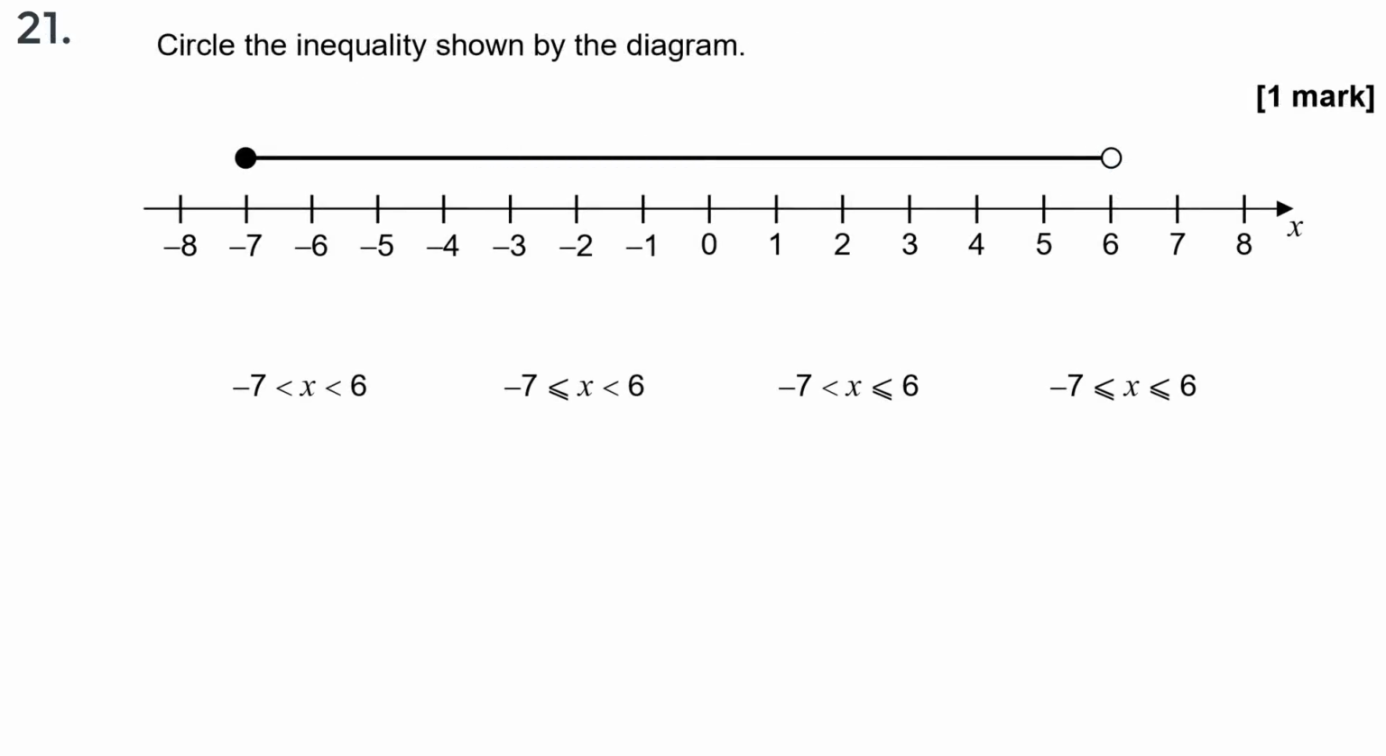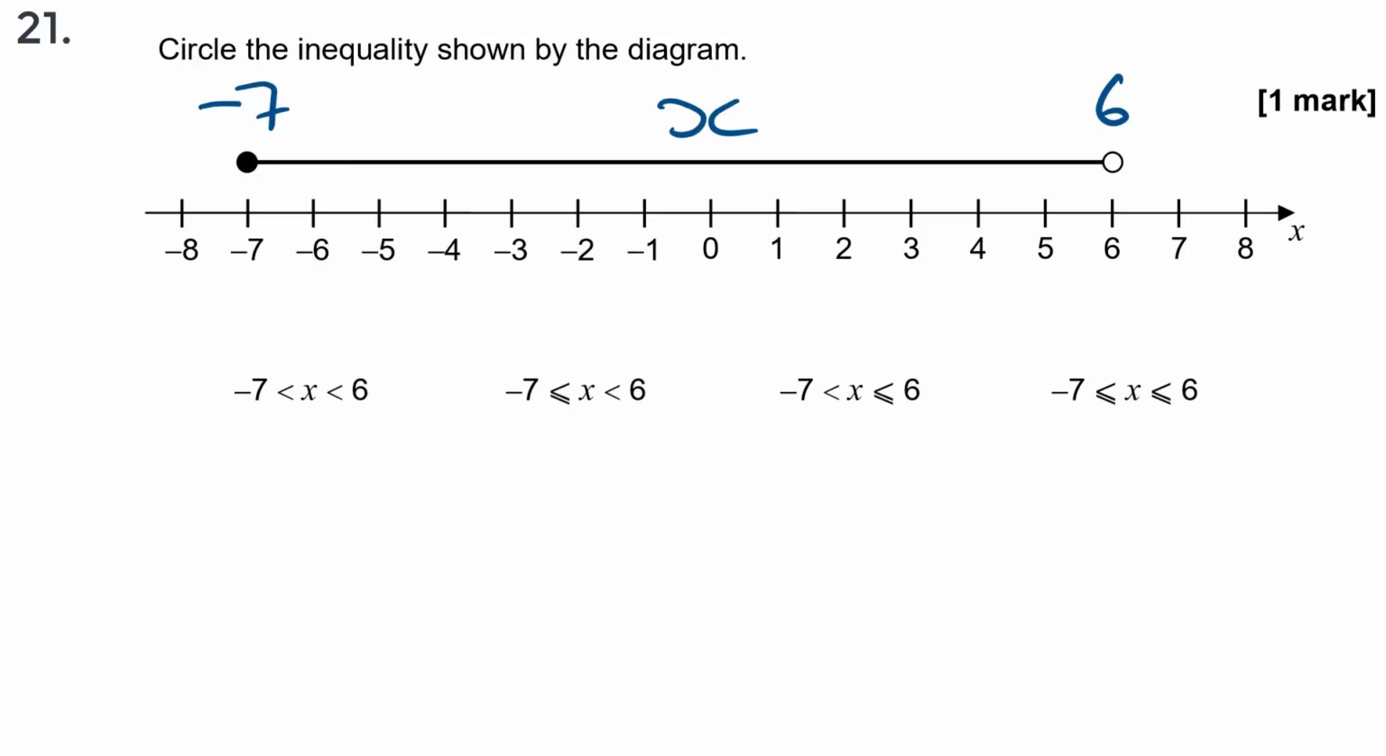To circle the inequalities shown in this diagram. So we've got this line that stretches from -7 up to 6. Now the value of x is going to lie somewhere in between these. Now we just need to work out which way around the signs go. Now underneath the -7 we have a filled dot, and the filled dot means that the number -7 is included in the range. So we're going to draw a greater than or equal to symbol between those two. So x is greater than or equal to -7.